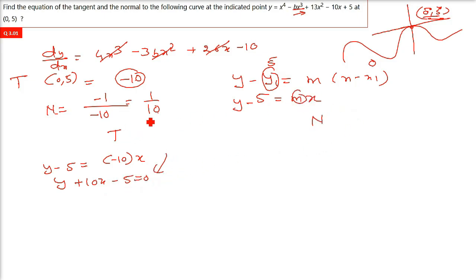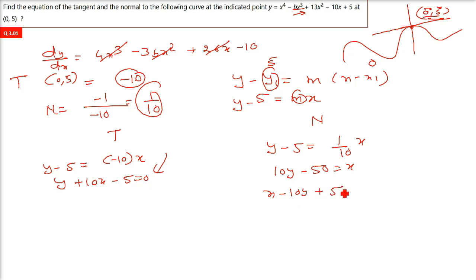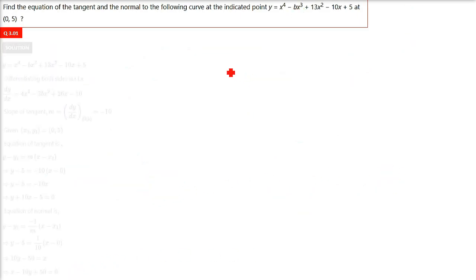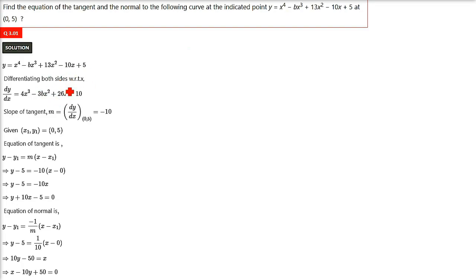Here also we put this, and the tangent is already done, normal 1 by 10. So let us rearrange this again. So we get the equation like this. So x minus 10y plus 50 is equal to 0. These are the two equations, tangent and normal. So let me show it to you. This is how we are going to solve. This is the solution of the tangent and normal being computed simultaneously.